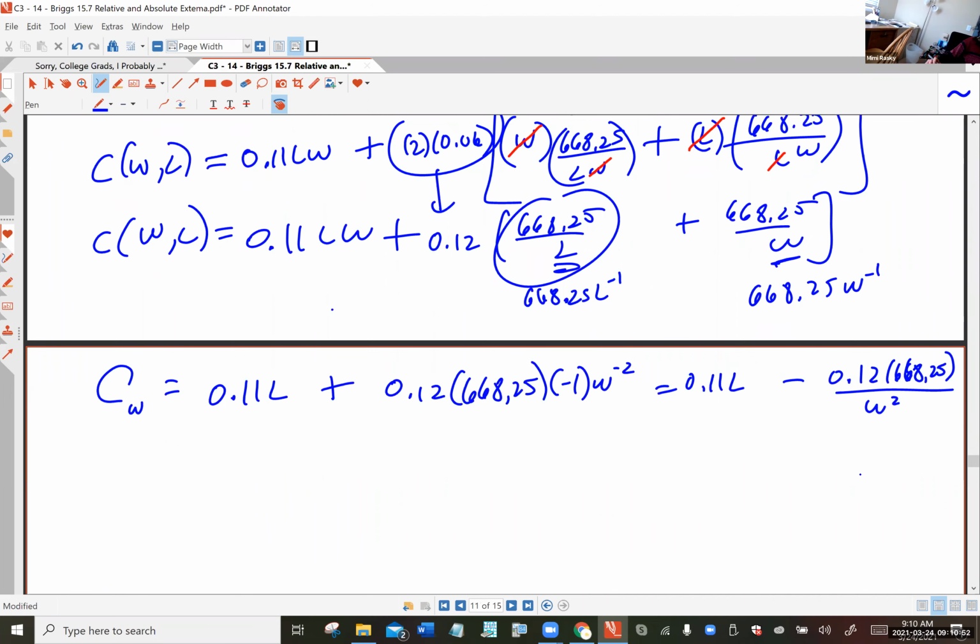Oh boy. Yeah. And you're going to do a similar thing to get the other partial. So I get 0.11 W now, plus, and then doing the similar thing to that first term, I'll end up with a minus, 668.25 all over L squared. And the other term goes to 0 when you take the partial with respect to L. Fine. Okay, so now what?